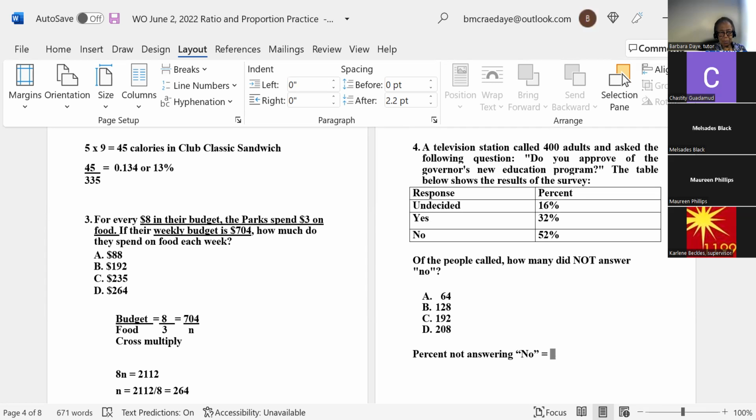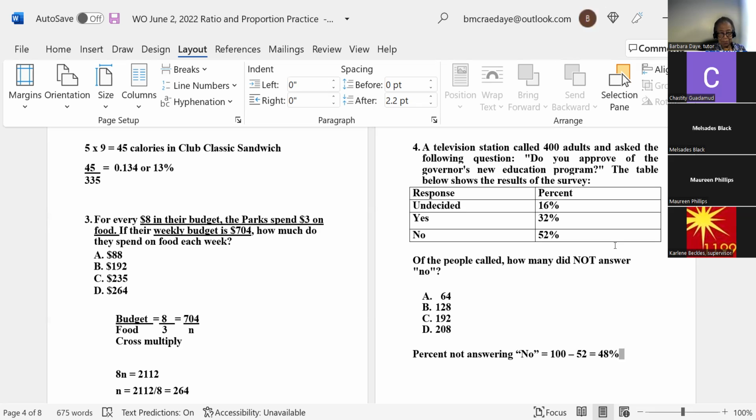32% answered yes, 52% didn't answer, 52 no's. They said, how many did not answer no? So that'd be 48. That's right, 48. You just add up the undecided and the yes. Another way of looking at it, say 100 minus 52 equals 48. So that's the percent that did not answer no.